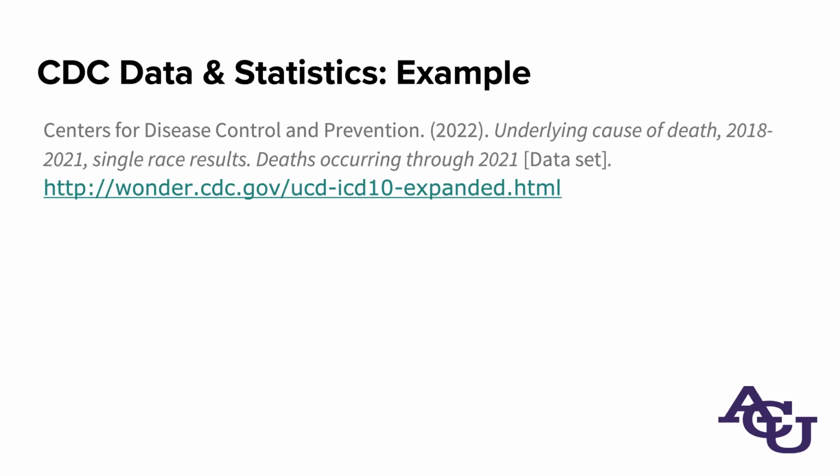The set is called underlying cause of death, 2018 to 2021, single race results, deaths occurring through 2021. There's that note in square brackets saying it's a data set, and then we have a link to get to it.